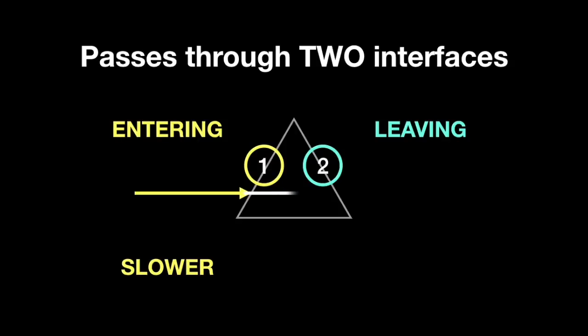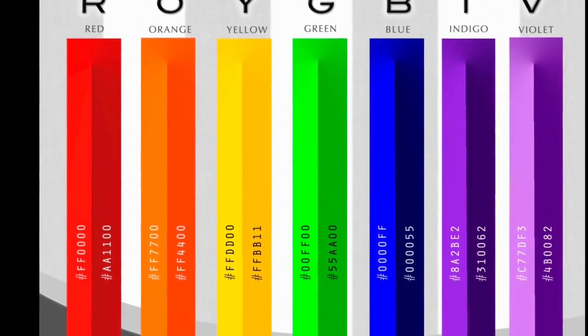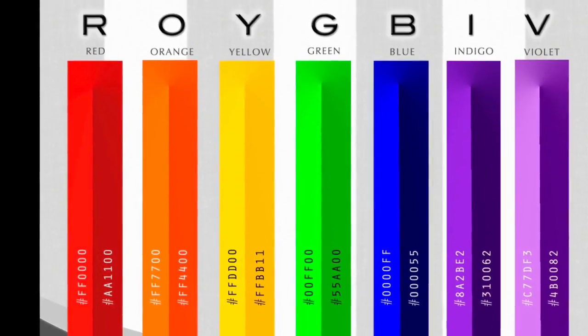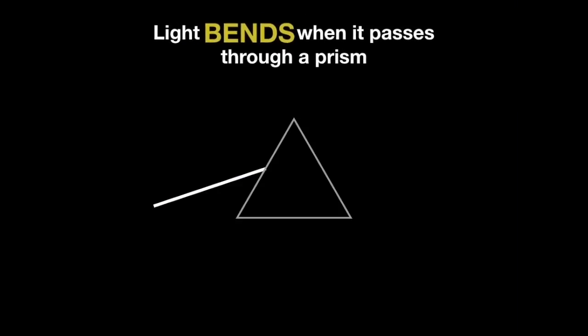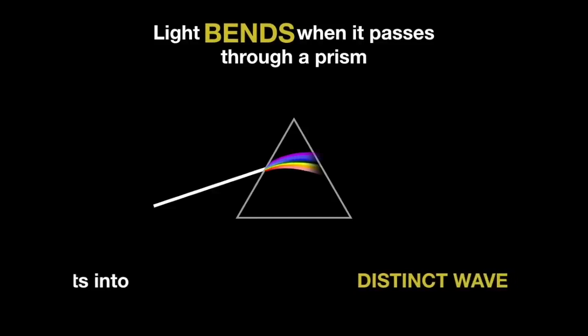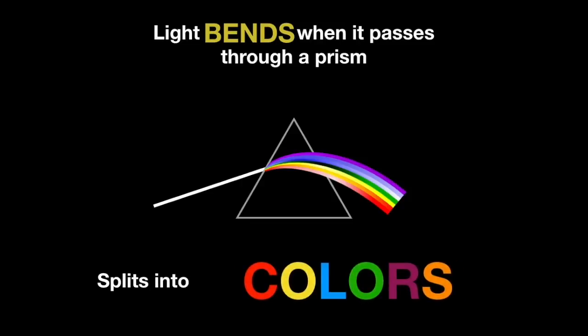When the white light is separated through a triangle prism, the white light is dispersed into color components such as red, orange, yellow, green, blue, and violet. This happens because the light waves bend when it passes through a prism. Each color has its own distinct wave frequency, so when the light bends through a prism, it splits into its distinctive wave frequencies, which are the colors.